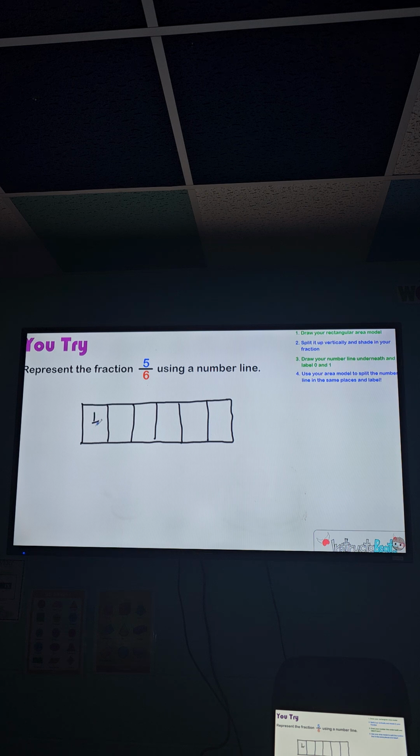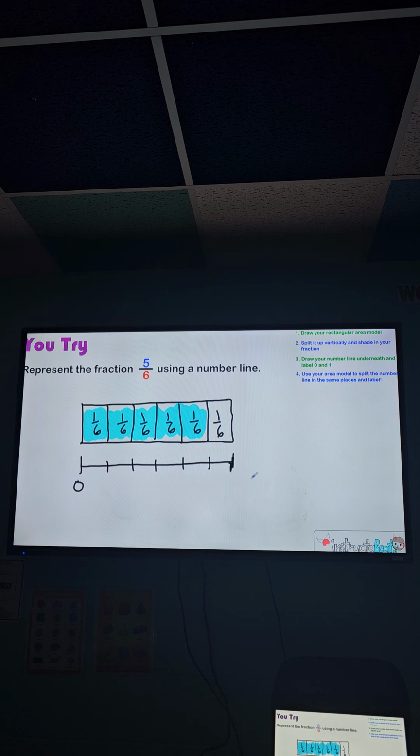The denominator is going to be 6. I like to label my unit fractions because I know unit fractions are the building blocks of the fractions that I'm trying to represent. I'm going to shade in 5 of those unit fractions because my numerator was a 5. And now underneath of this, I'm going to draw my number line. I'm going to start it right where the area model starts and end it right where it ends. And I'm going to use my area model to help me split my number line to make sure that my pieces are equal sizes, okay?